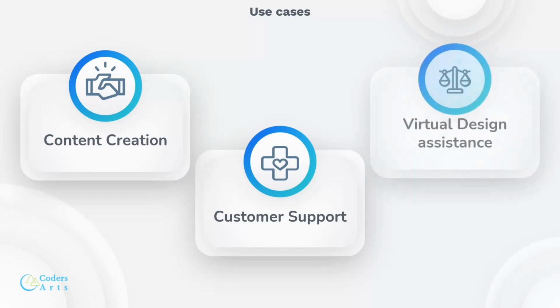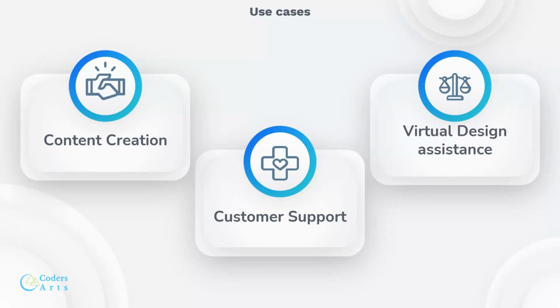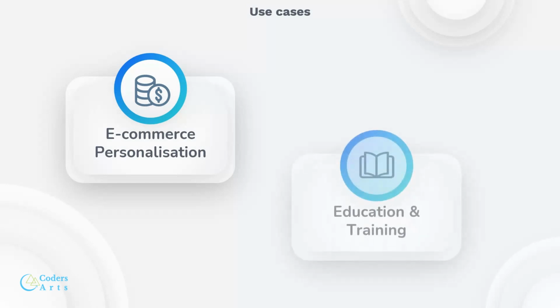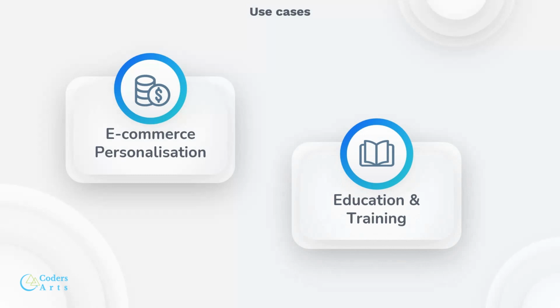Another use case can be found in visual design assistance. Graphic designers can use AI to generate concept art, product mockups, or website banners quickly. Even if you are not a designer, you can bring creative ideas to life using image generation models. Another use case can be found in e-commerce personalization. Retailers can use AI to generate personalized product recommendations, descriptions, or even visuals that match customer preferences, creating a more engaging shopping experience.